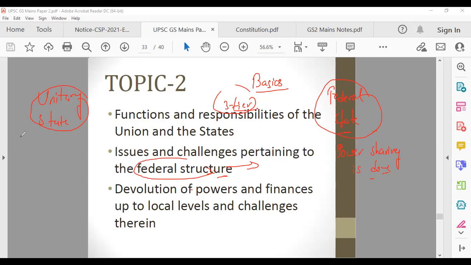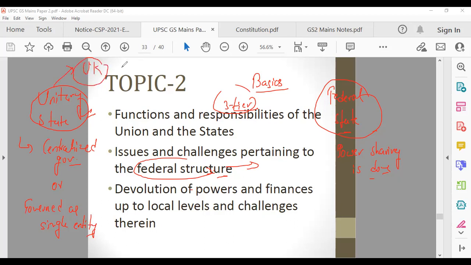What is a unitary state? Most or all governing power resides in a centralized government. So there is a centralized government. That means the central government, or government at the center, is taking almost all the decisions, most of the decisions, if not all. Or there's one more definition which is very popular about a unitary state, that the state is governed as a single entity, in which the central government is ultimately supreme. Single entity. So let's say the very famous example of a unitary state is UK.